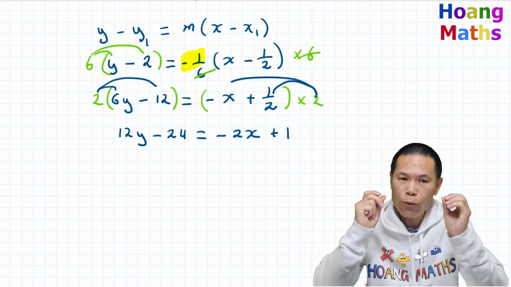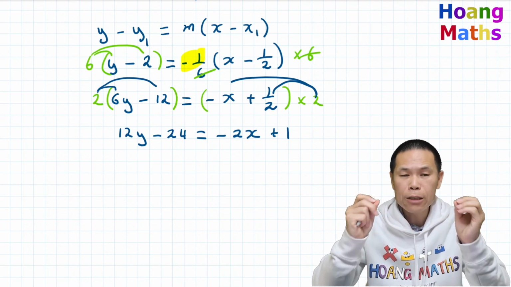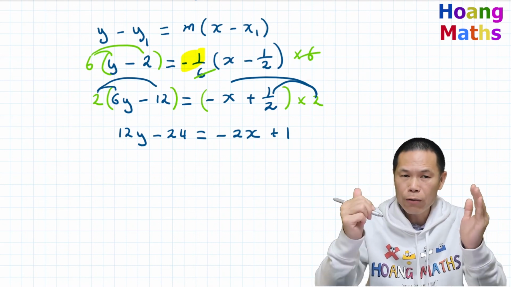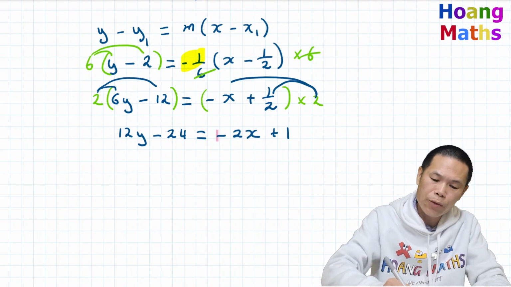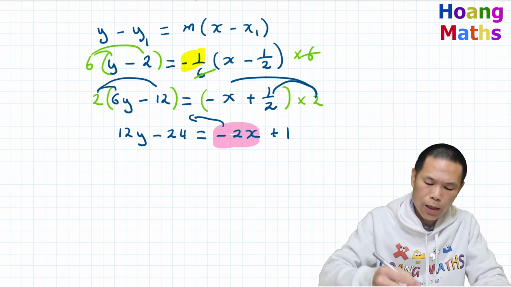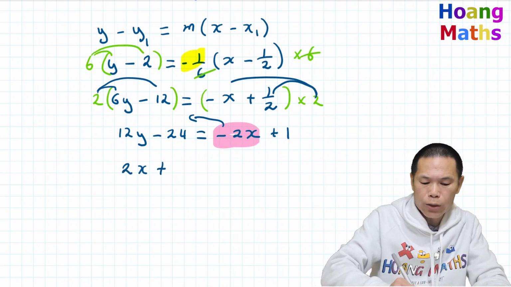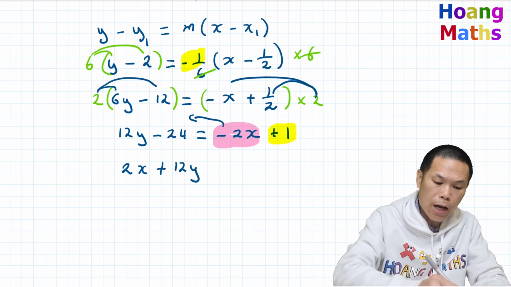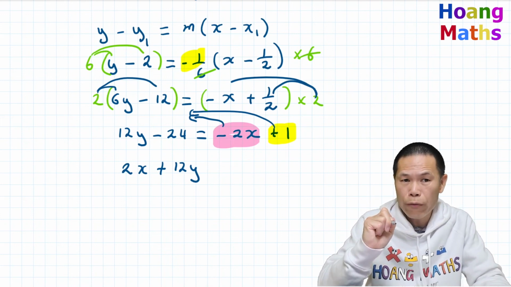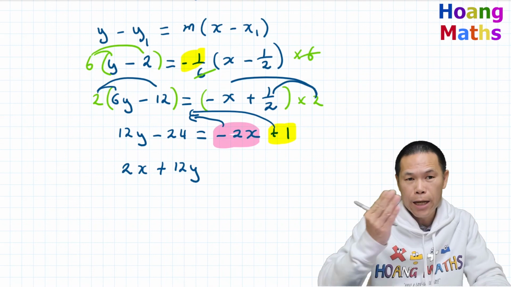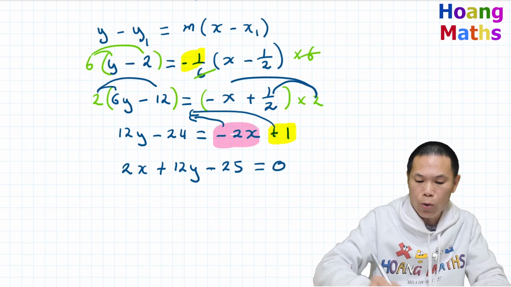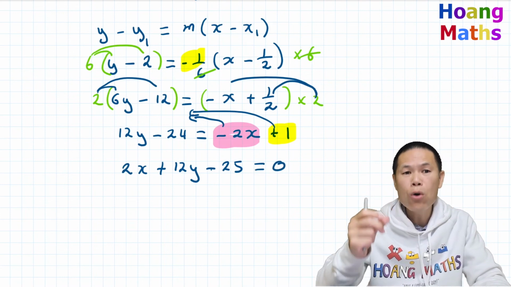So now what I do is I write it in the form ax plus by plus c is equal to 0. And remember, the value of a must be positive. In other words, we have negative here, so we move it to this side, which will give us positive 2x. So 2x plus 12y. And this positive 1 here, we move to this side, and it becomes negative 1. So that becomes minus 24 minus 1, which means negative 25. So minus 25 is equal to 0. So that is the equation of the normal to the curve.